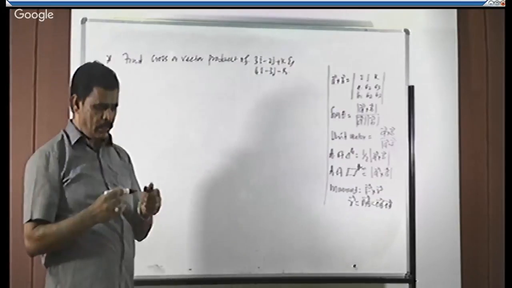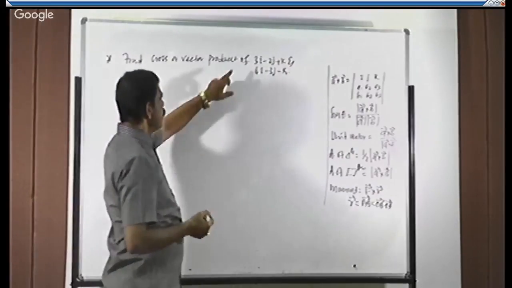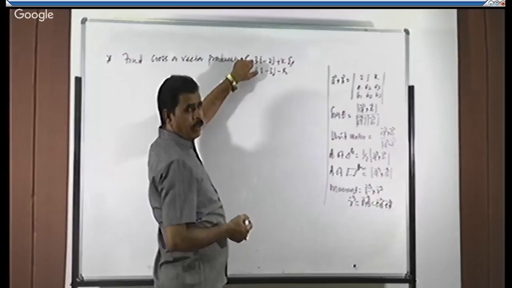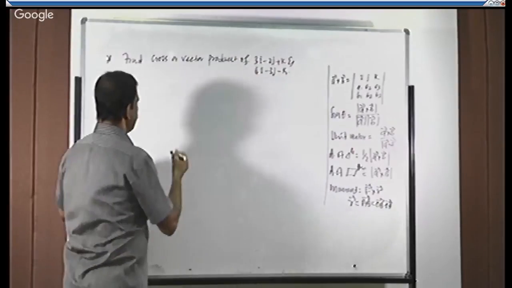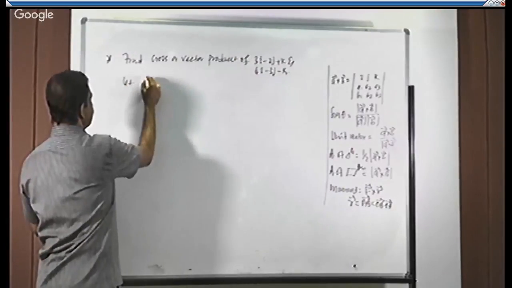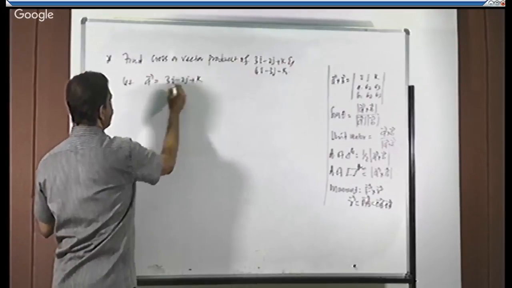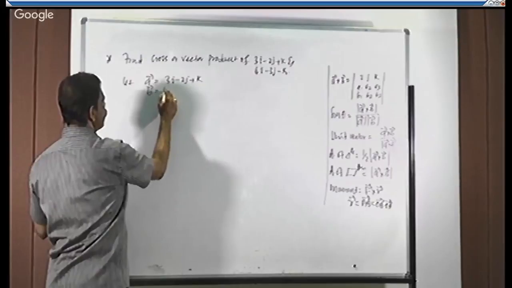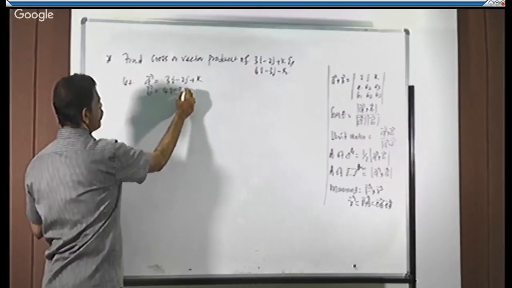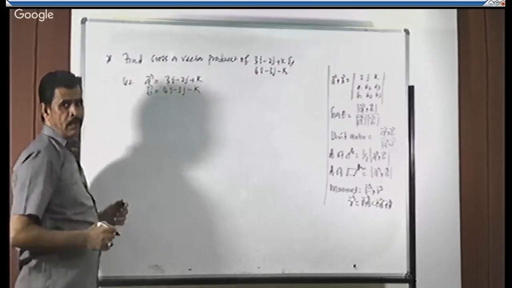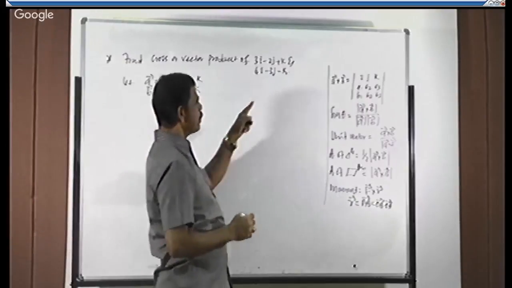I have taken two vectors. First vector is considered as A, second vector is considered as B. A is equal to 3i minus 2j plus k. B is equal to 4i minus 3j minus k. What is the formula to get A cross B?